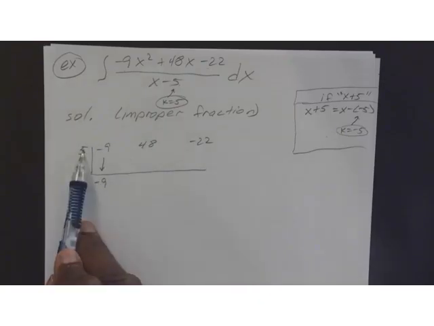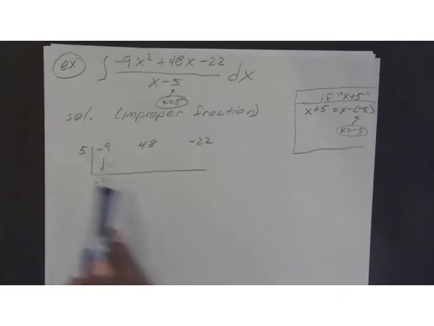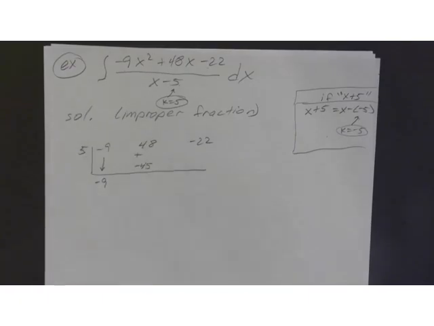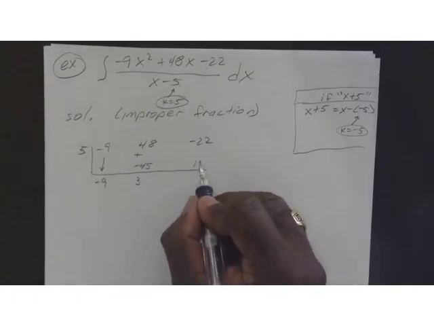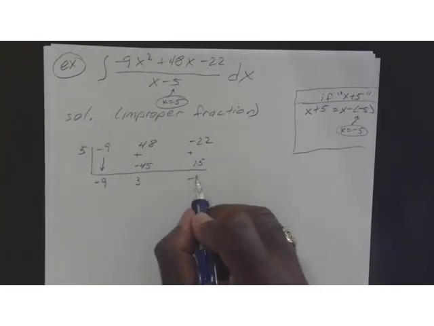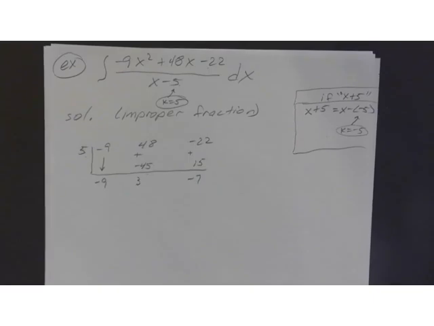And we're just going to multiply that 5, that k value, to each and every value that appears below that inverted division bracket. Okay, so 5 times negative 9 is negative 45. I'm going to add those two together. So 48 plus negative 45 gives us positive 3. Now we're going to multiply 5 times 3, which gives us 15. We add those two together. Negative 22 plus 15 is negative 7. Okay, so again, it's really quick to use synthetic division.